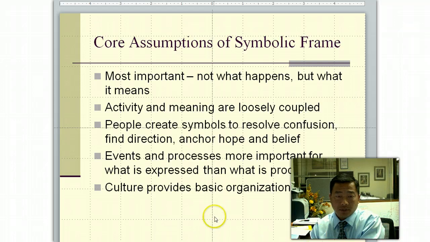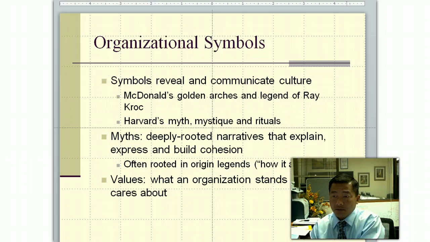Another view of symbolism, and let me switch here to a different slide. Another view of symbolism is that events and processes are more about what they can express than what is produced. More about creating hopes, beliefs, and ultimately culture. Some examples of symbols are the McDonald's Golden Arches. When you see the Golden Arches, what images come to bear? What are values that come to mind when you see the Golden Arches? That's an example of what symbolism can create.